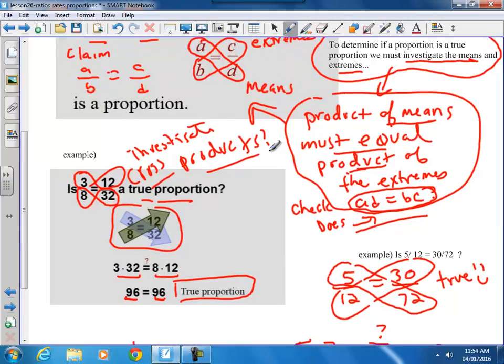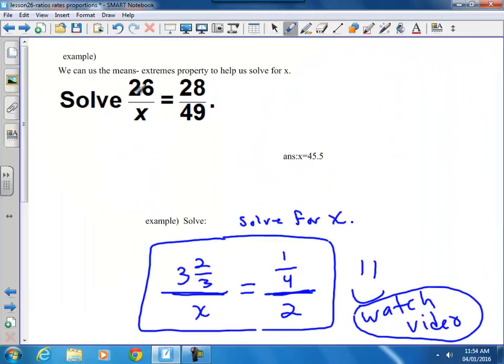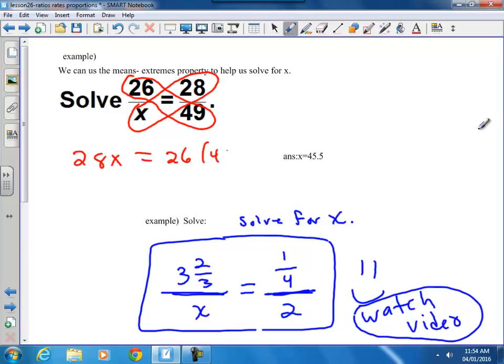Okay. Let's try the next one. We can always use this means extremes, or this cross products property, to help us solve for x. So now that we know that the means has to equal the extremes, we know that 28x then must equal to whatever 26 times 49 is. Now, I know this is a no calculator course, but I'm going to go in faith that you know how to multiply 26 times 49.